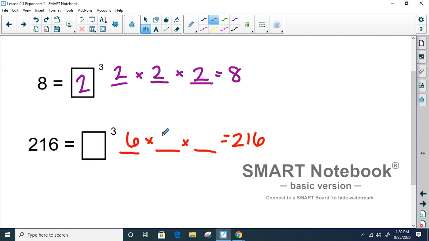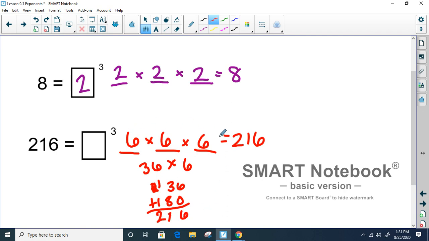So 6 times 6 is 36. We need to multiply it by 6 again. So 6 times 6 is 36. 6 times 30 is 180. We add those together and I get 216. So I see that my number being repeated is 6, which means that that is my base.